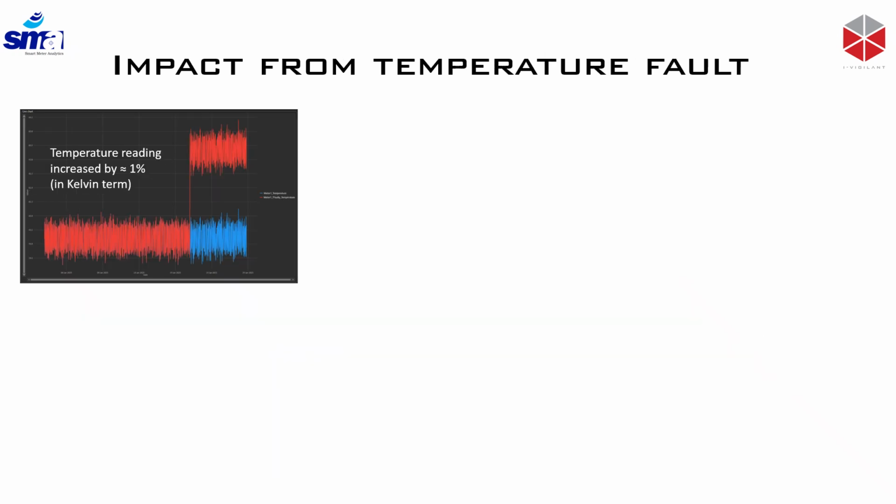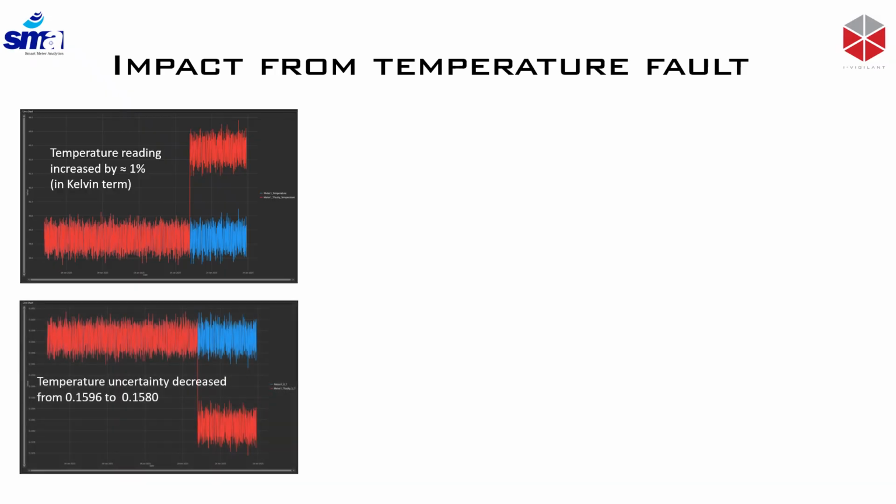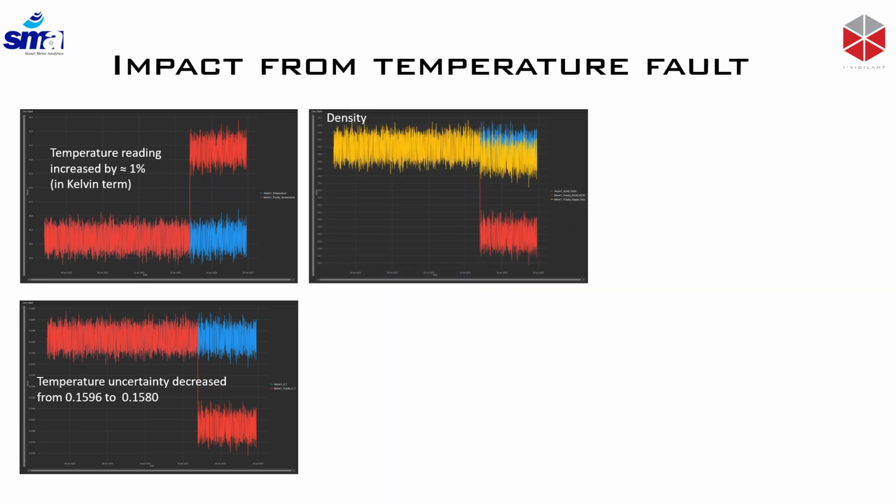Now, the impact of temperature fault. I also introduce a 1% fault on the temperature. This is in Kelvin terms. And a 1% fault in the temperature actually causes the uncertainty of the temperature to go down as well. So it's similar to the pressure: the uncertainty went down, although we've introduced bias on the temperature transmitter.